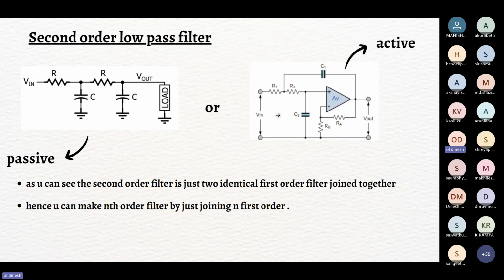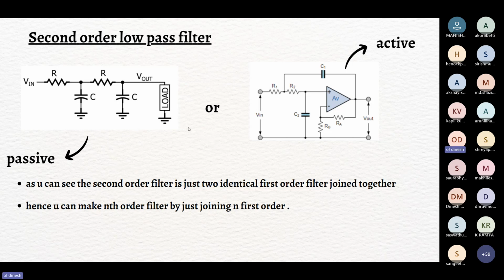This is the passive second order filter. This is the active second order filter. An active second order filter is nothing but a first order passive filter with an amplifier attached to it. This amplifier helps in increasing the amplitude. By now, I think you should have known. And these are the actual graphs.